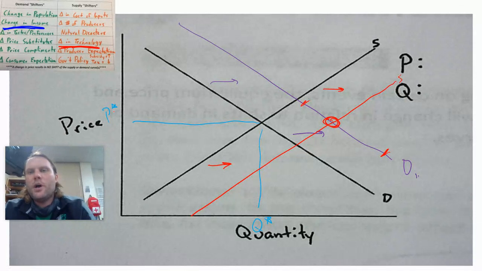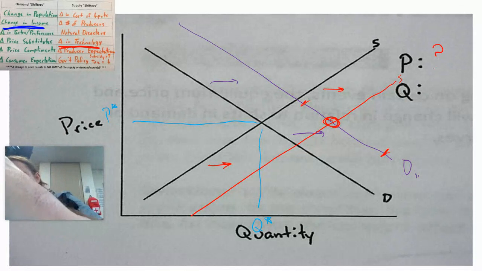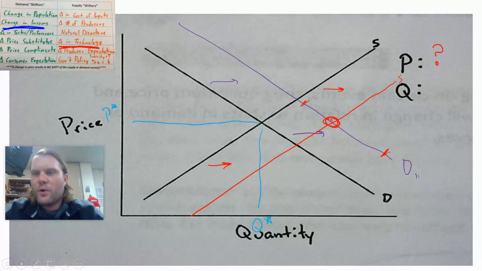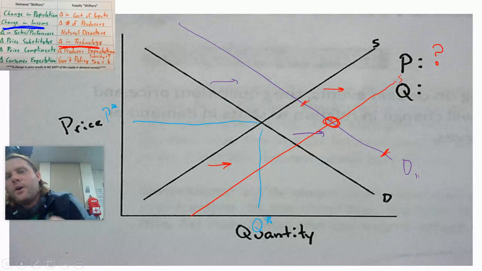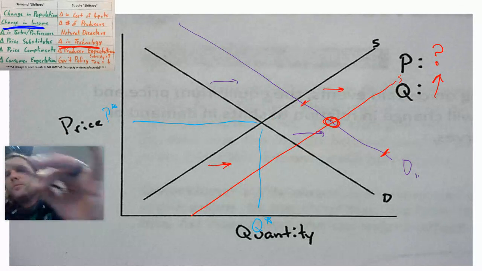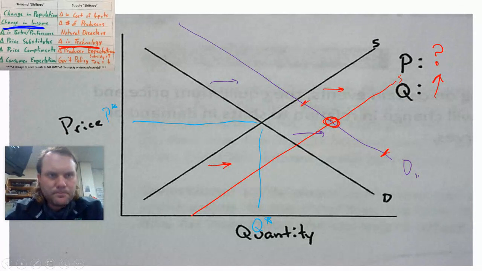So we don't know on the price axis where it's going to end up. It's indeterminate for our price axis. For our quantity, though, we know that no matter where I go this way and where I go this way, our new equilibrium quantity is going to increase. Okay, two done, two to go.